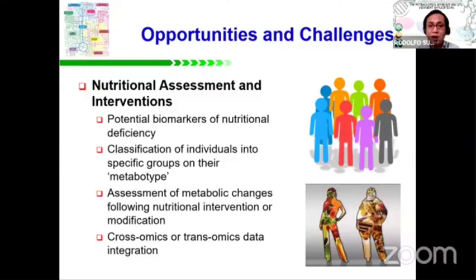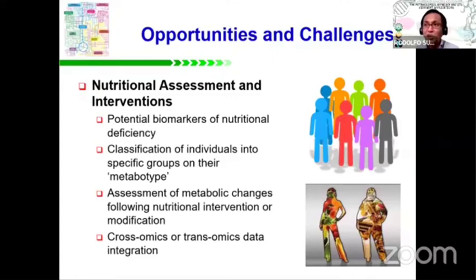Aside from understanding disease pathophysiology, you could also use metabolite signatures as potential biomarkers of nutritional deficiency, and that is actually one of the goals of my research group. We use biological fluids to underscore changes in metabolites in biological fluids such as serum, plasma, and breast milk from Filipino lactating women. Then, very interestingly, you can classify these individuals into their specific metabotypes. Now, this is good for nutritional surveillance, and can be combined with your genomics data.